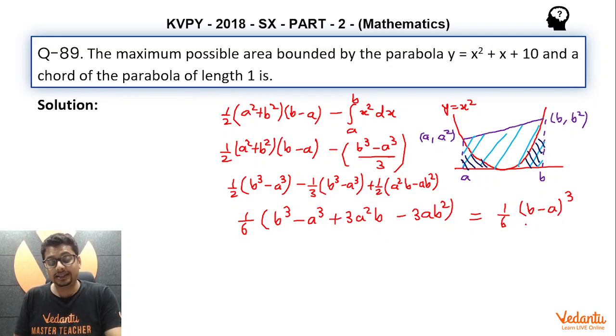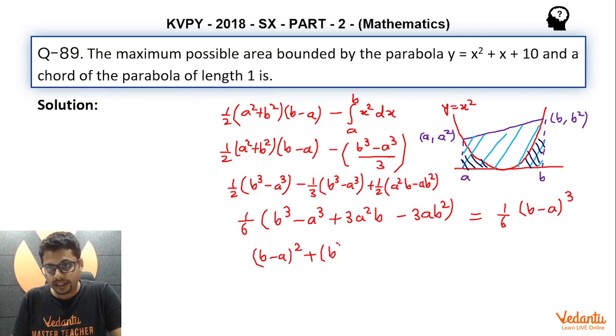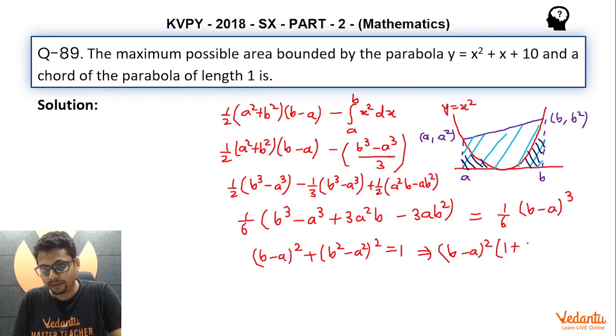Even if you are not convinced still, let me show you. The length of this chord is 1. So that means the square of the length of this chord is also 1. So using the distance formula, I would essentially get b minus a whole square plus b square minus a square whole square, and this is 1. So that essentially means b minus a whole square you may take common, and what you get is 1 plus b plus a whole square equal to 1.